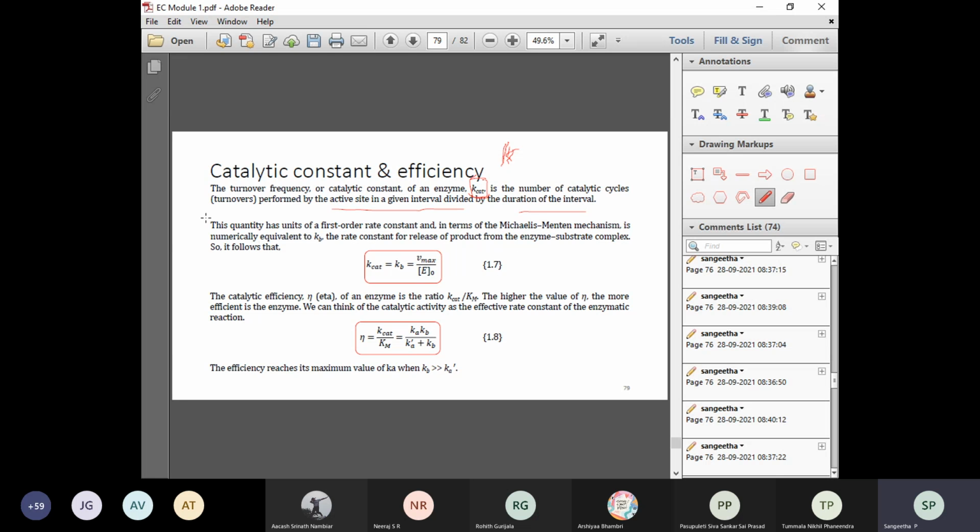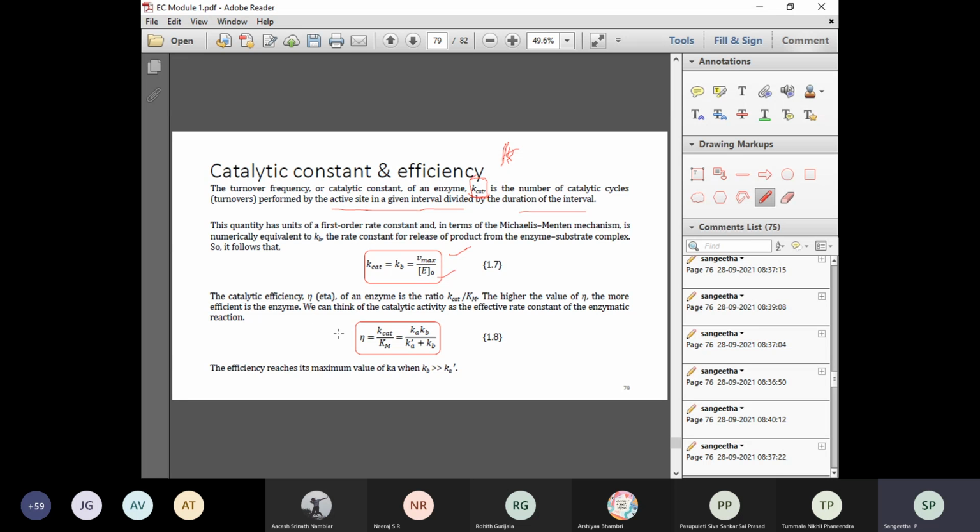Now, this quantity has units of a first order rate constant, and in terms of the Michaelis-Menten mechanism it is numerically equal to Kb. So the enzyme catalytic constant is equal to your Kb, the rate of formation of your product, which is further equal to the maximum velocity divided by the total concentration of the enzyme.